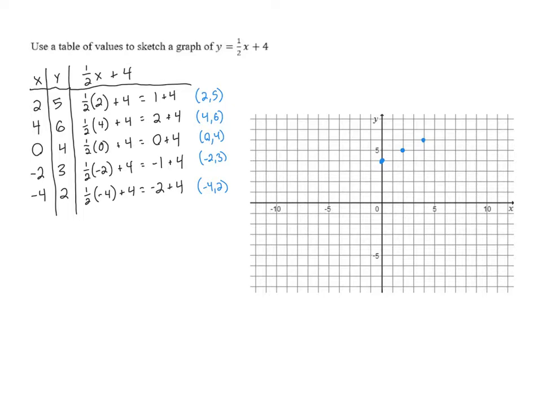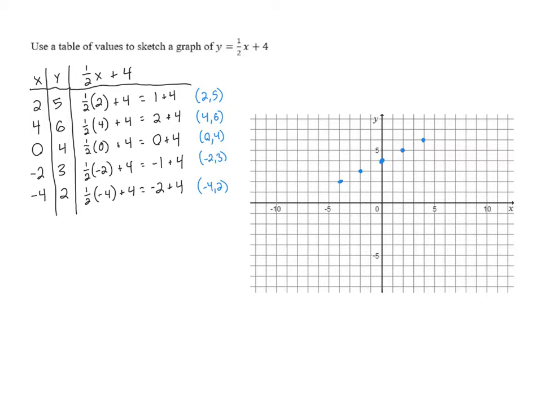The fourth point has coordinates -2, 3. So we go to -2 on the x-axis. That's to the left 2. And then 3 on the y-axis tells us to go up 3. So that point is going to be at -2, 3. And then our last point is at -4, 2. So we go to the left 4 to -4 on the x-axis, and then up 2. And that point goes right here at -4, 2.